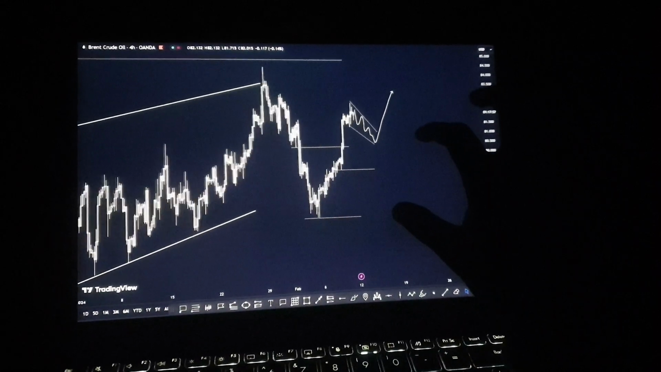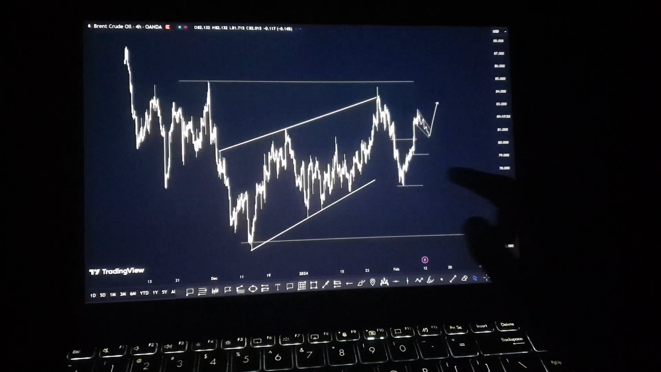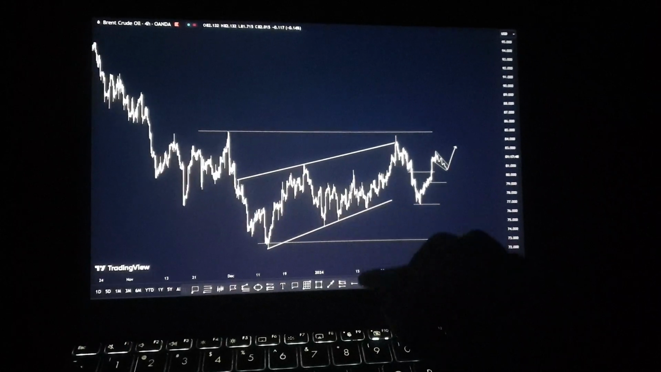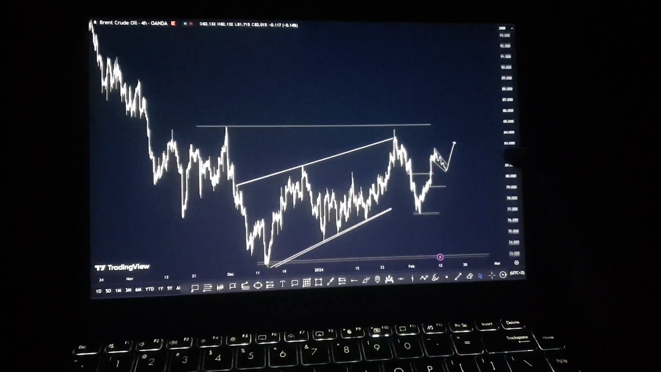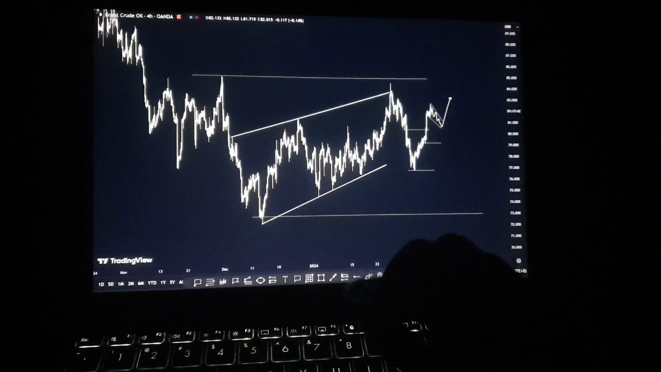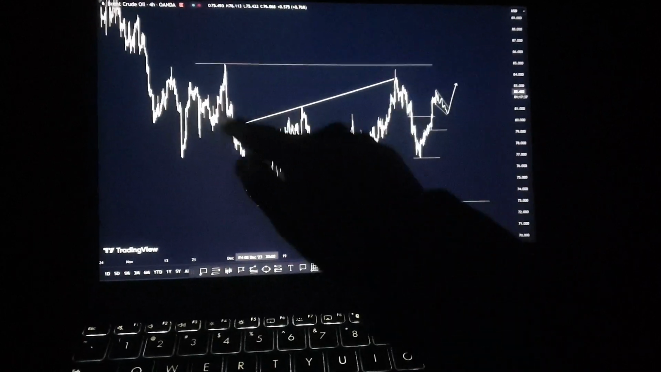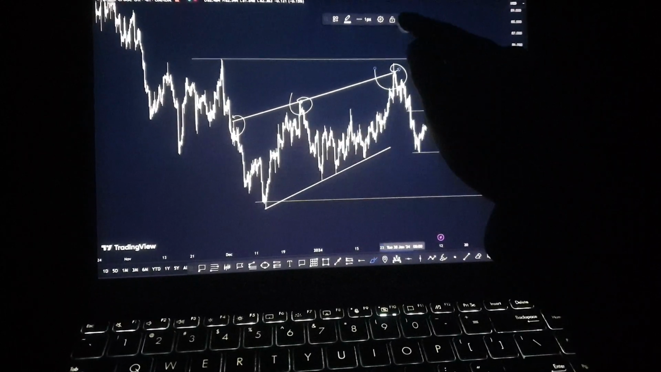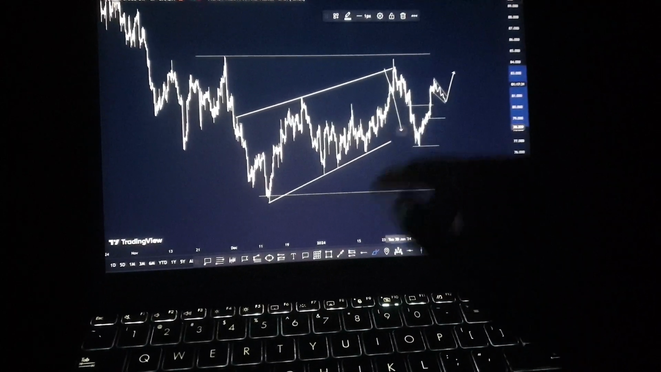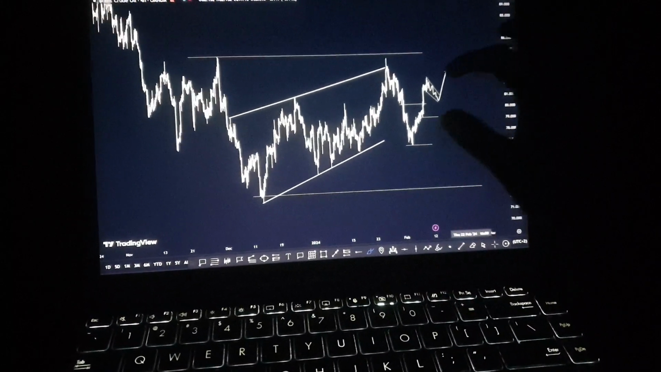And my last pair is US oil. To begin with, on US oil, we had a beautiful rising wedge right here. We had our first touch, second touch, and third touch. Price melted to the downside, and now we are in bullish territory.